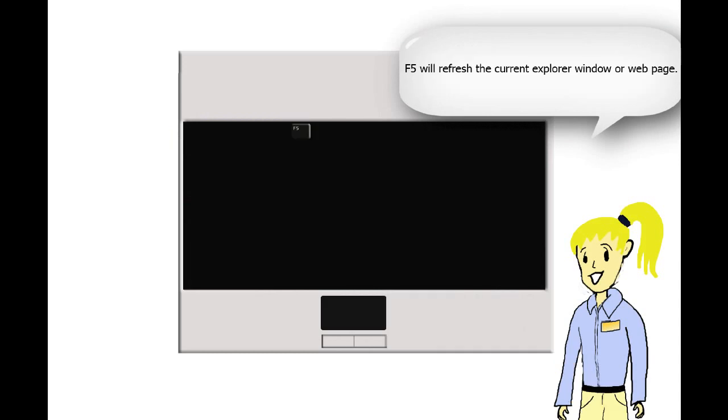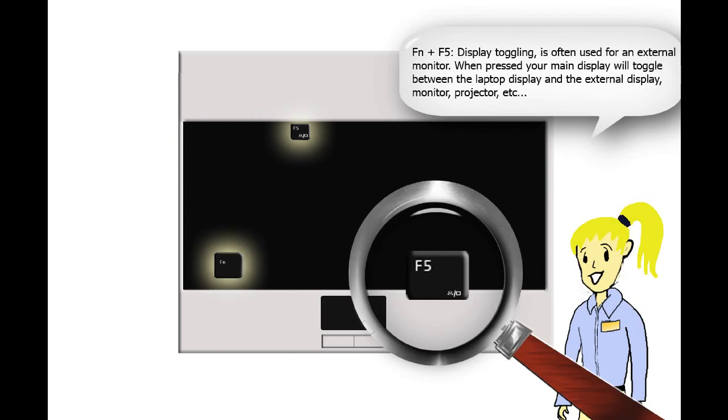F5 will refresh the current Explorer window or web page. Function plus F5, display toggling, is often used for an external monitor. When pressed, your main display will toggle between the laptop display and the external display, monitor, projector, etc.